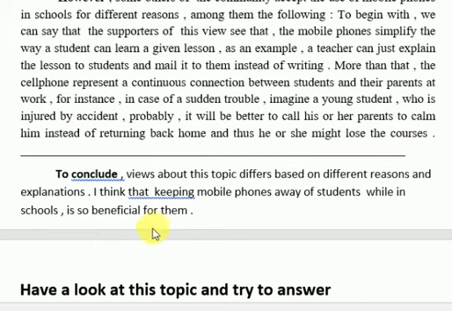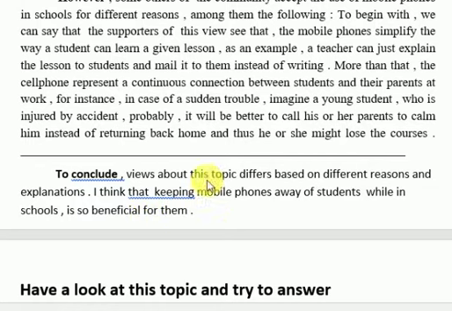So let's have a look at the conclusion. To conclude, views about this topic differ based on different reasons and explanations. I think that keeping mobile phones away from students while in schools is so beneficial for them.